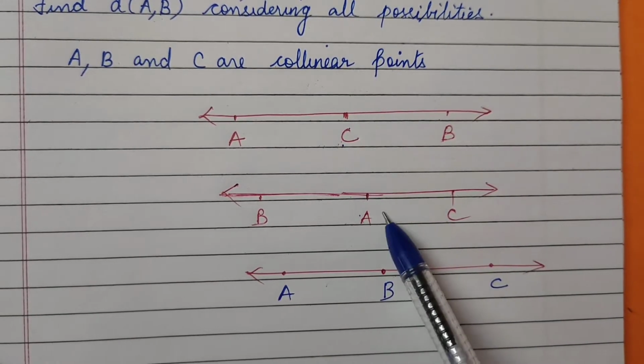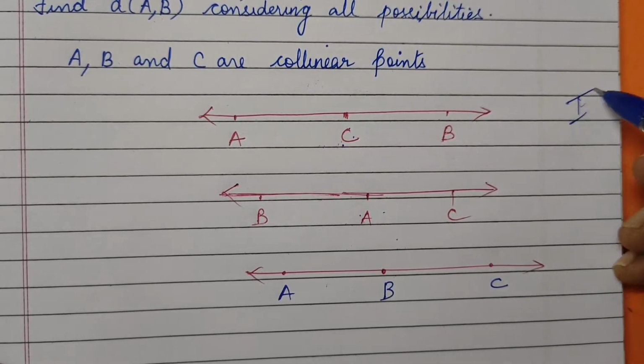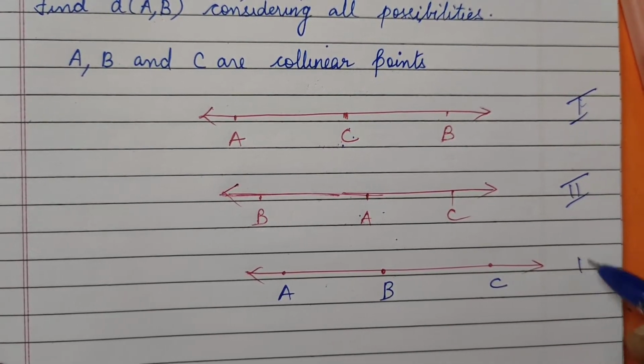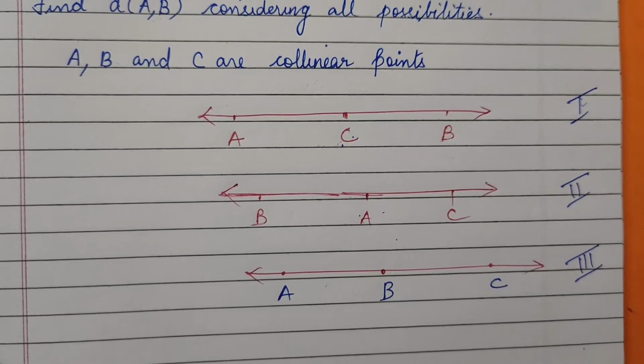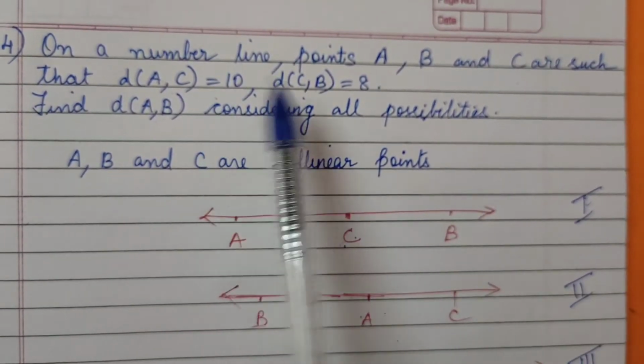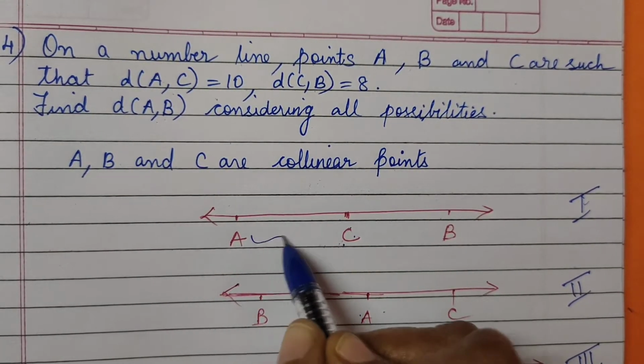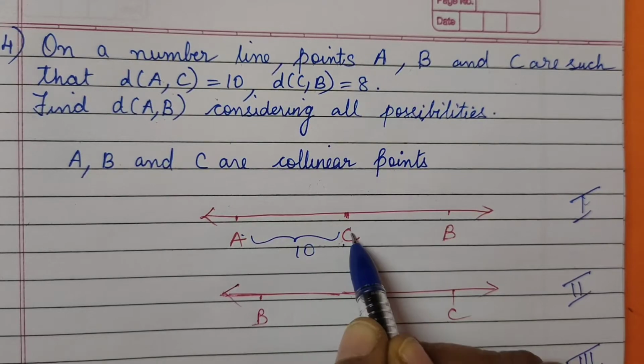So we have all the conditions, one time C between A, B. So first condition is this. Second condition is this. They asked all the possibilities. So three possibilities we got. Now check with our values here. What is the first value given? That AC is 10. See, I am writing here. AC is 10 means this much is 10 from here to here.